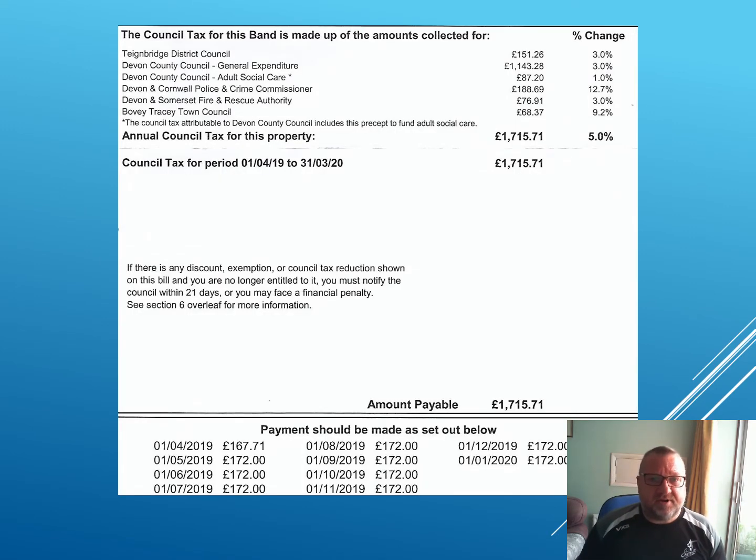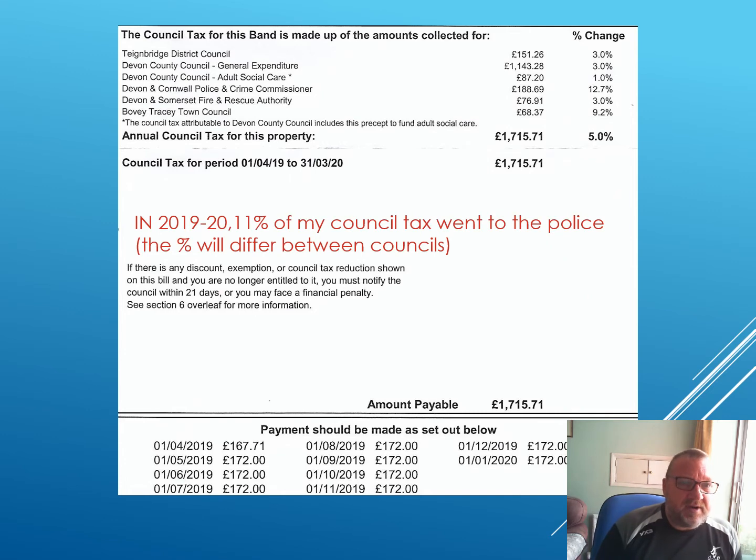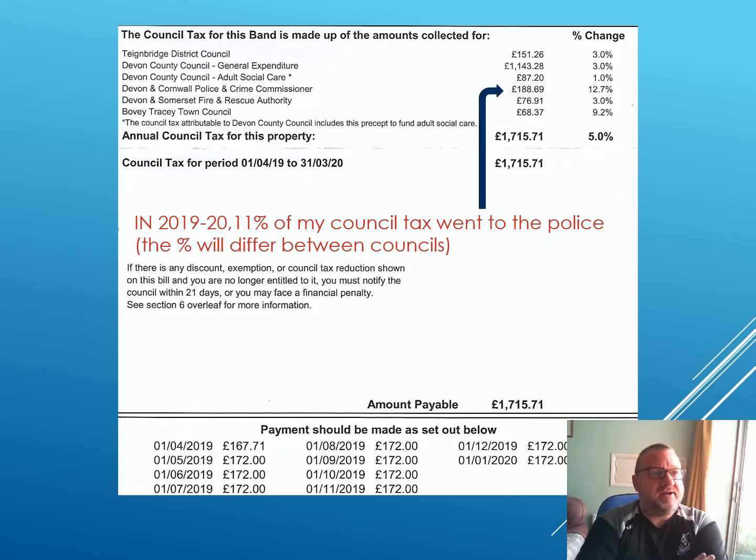Okay, so this is my council tax statement for the 19/20 year, and what you can see there is the breakdown of Teignbridge District Council. And in 2019 to 20, 11% of my council tax went to the police.